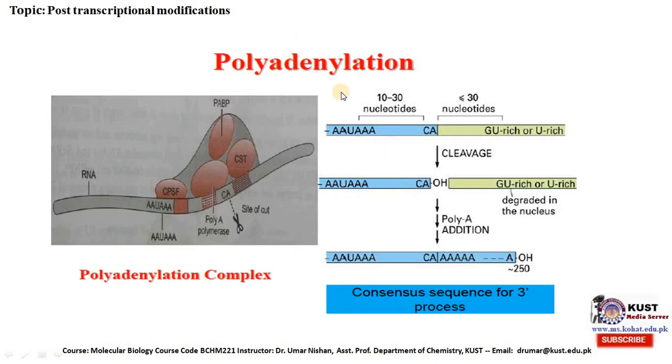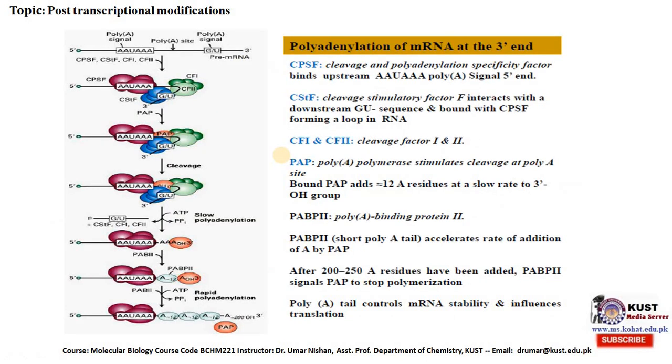Polyadenylation: you see here, this is the polyadenylation complex. 10 to 30 nucleotides are here, less than or equal to 30 nucleotides. GU-rich or U-rich element, cleavage takes place. The GU-rich or U-rich element is degraded in the nucleus. Poly A addition takes place, approximately 250 nucleotides. This is the consensus sequence for 3' processing. So this is how polyadenylation takes place.